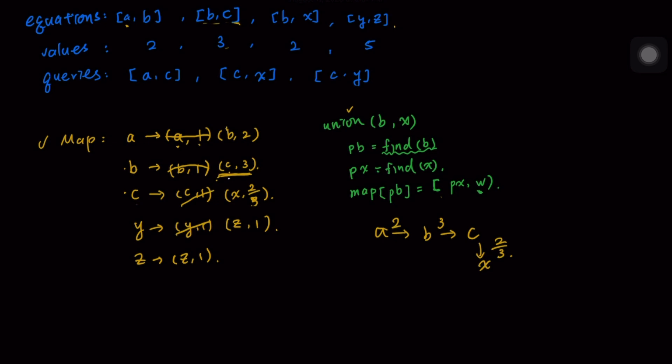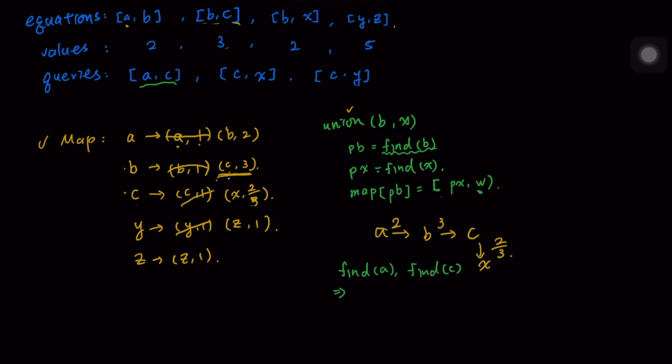Next, we will call the find function on each query to find out if the two numbers in a query belong to one subgroup, and also we will get the weight of the number in each subgroup. So the first query is A and C. For A and C, we will call the find function first on A and then on C.